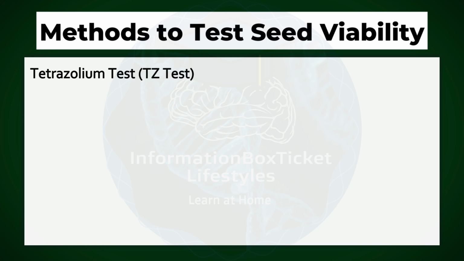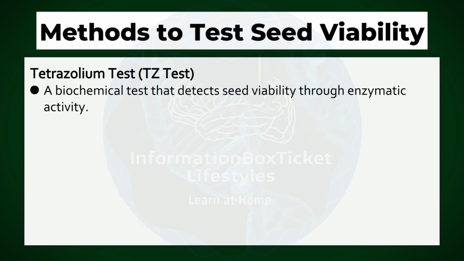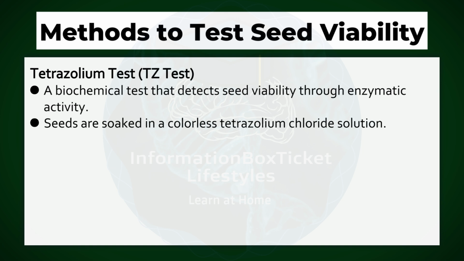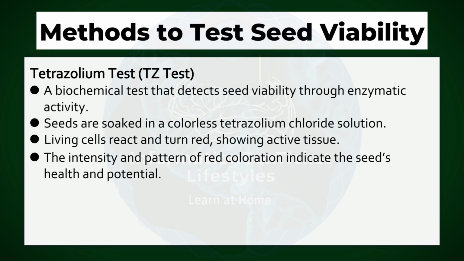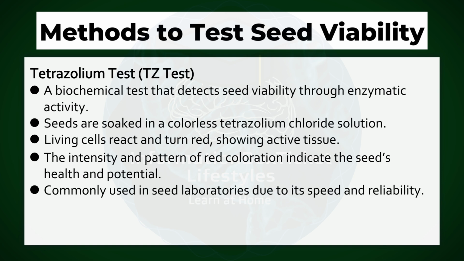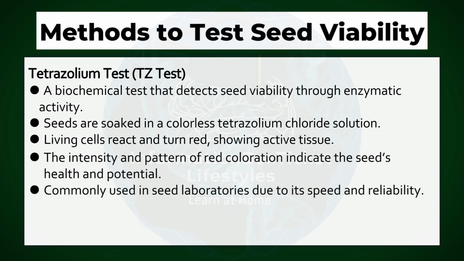Tetrazolium test, TZ test. A biochemical test that detects seed viability through enzymatic activity. Seeds are soaked in a colorless tetrazolium chloride solution. Living cells react and turn red, showing active tissue. The intensity and pattern of red coloration indicate the seed's health and potential. Commonly used in seed laboratories due to its speed and reliability.